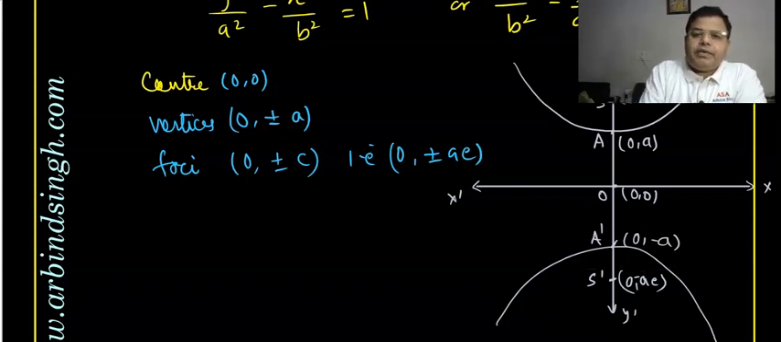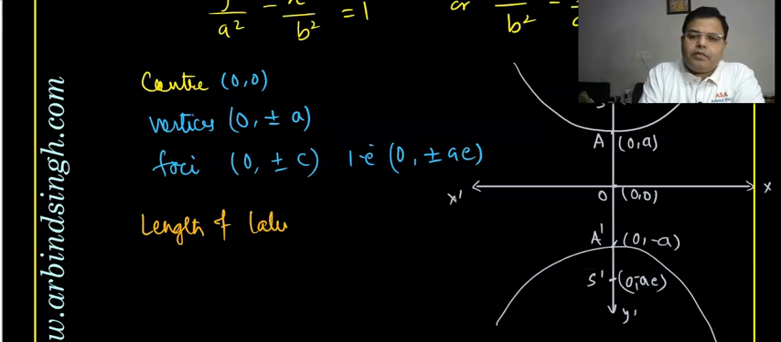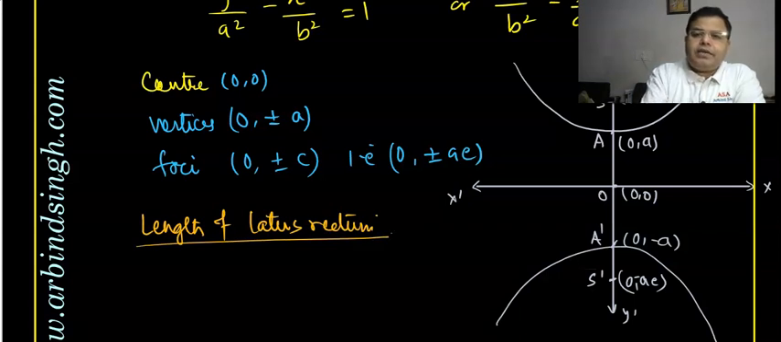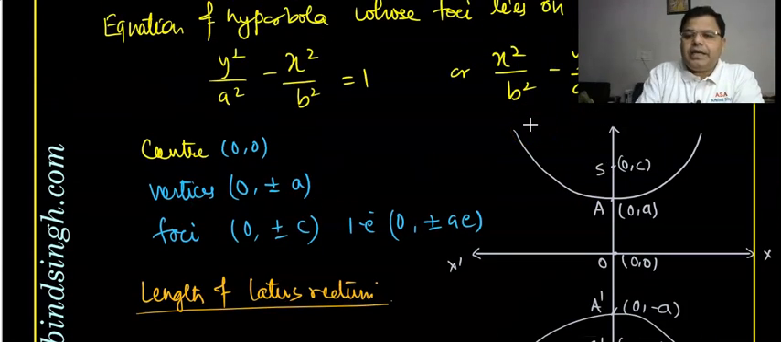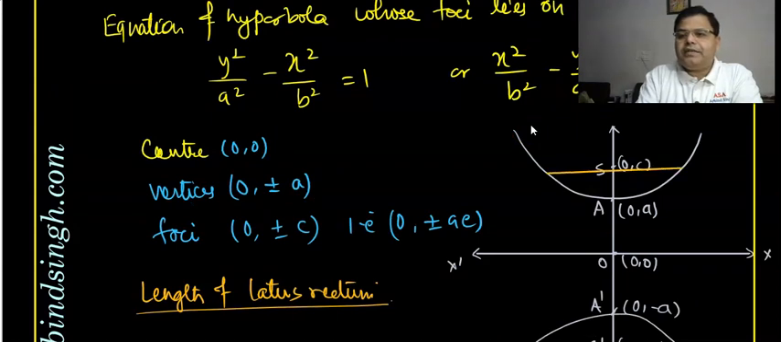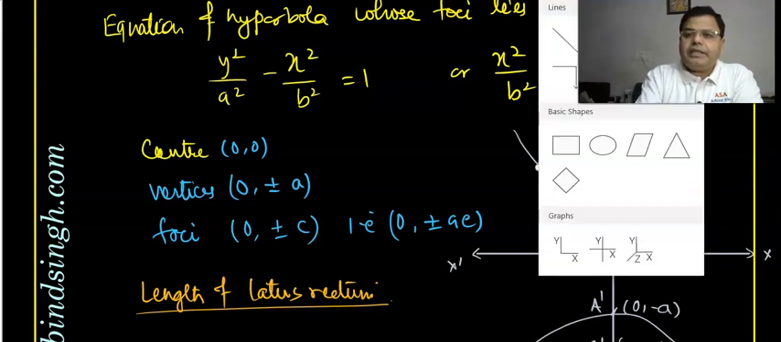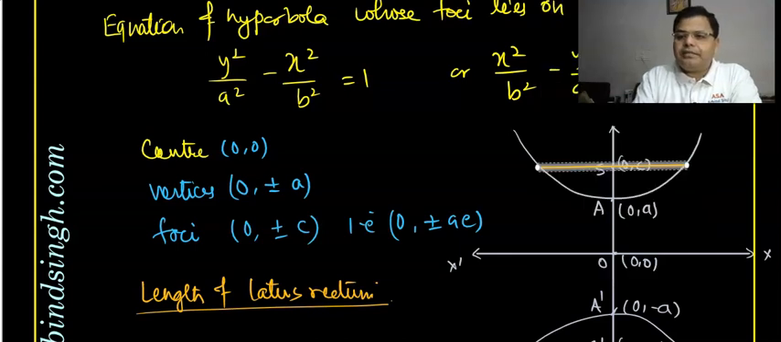Now we will derive the length of the latus rectum. You know the definition of the latus rectum: it is a line perpendicular to the axis through the focus, with end points lying on the hyperbola. So this line is the latus rectum. The equation of the latus rectum will be y is equal to c. This is the latus rectum, right?